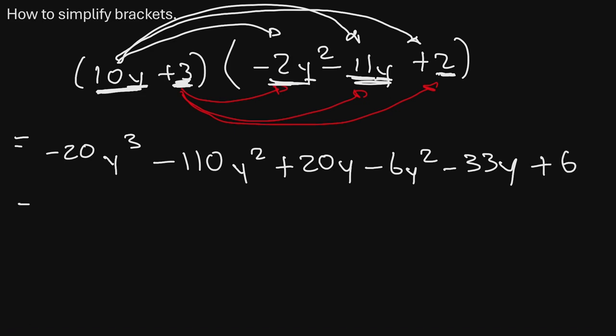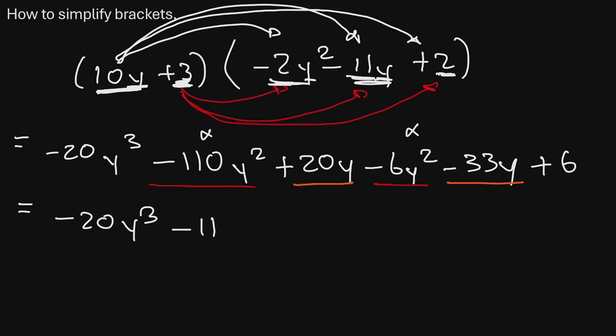So after we do this, we add our like terms. But now what are the like terms? We have to group them first to say now this is y squared here and this is y squared there. So we're going to add the ones that have the same variables, y squared with y squared, and then also we're going to add the y with the y. So now we're going to drop down this y cubed here to say this is negative 20y cubed. But now our like terms are negative 110 and negative 6. So you're going to say negative 110 minus 6. And the answer that you get is going to be how much? It's going to be negative 116y squared.